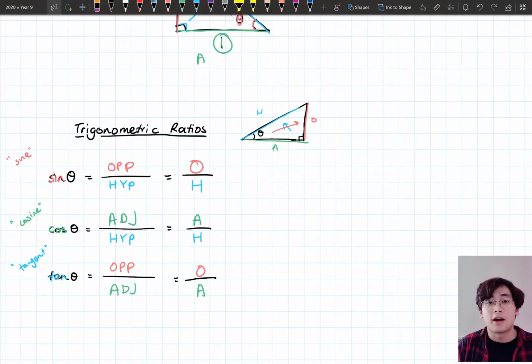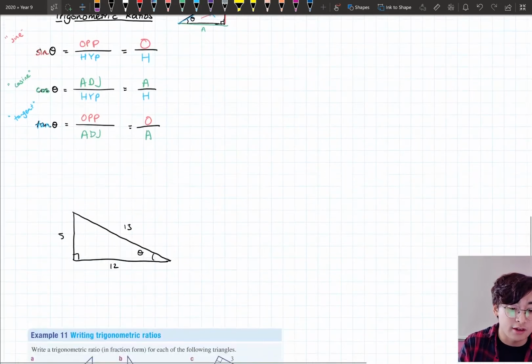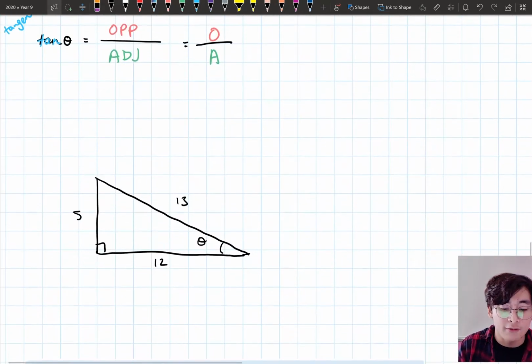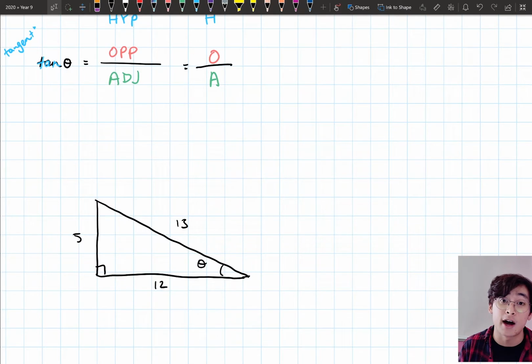So what I'm going to do in this next part is just have a look at identifying these trig ratios in a few different triangles. So let's have a go at this example here. I have this right angle triangle, and I want to identify what my sine, cos, and tan are.